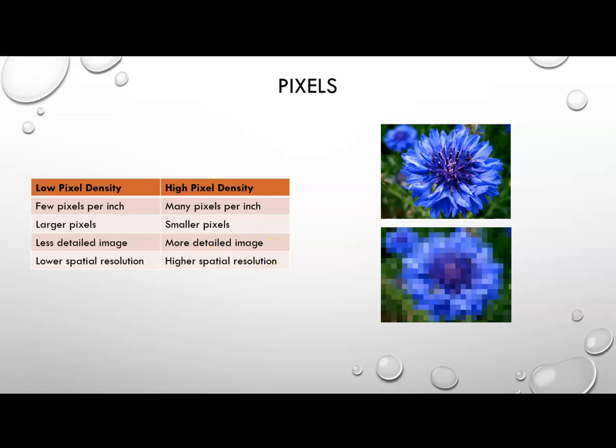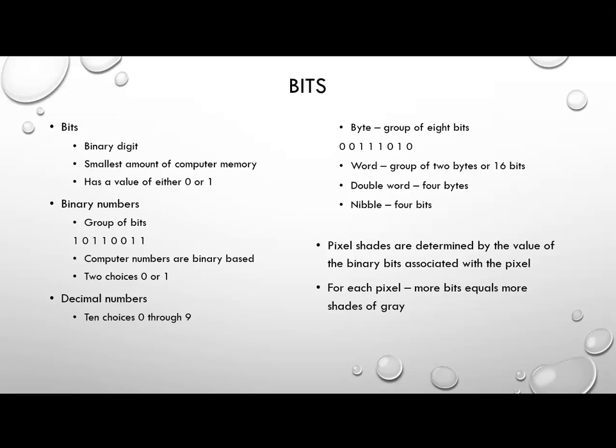And what goes along with the pixels is the bits, and this is the binary digits. So a bit, in general terms, is a binary digit. It's the smallest amount of computer memory available. It has a value of either 1 or 0. And typically bits are grouped together in groups of 8, which we call bytes. Okay, so a group of 8 bits is a byte.